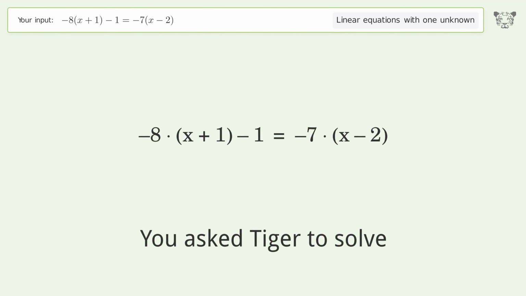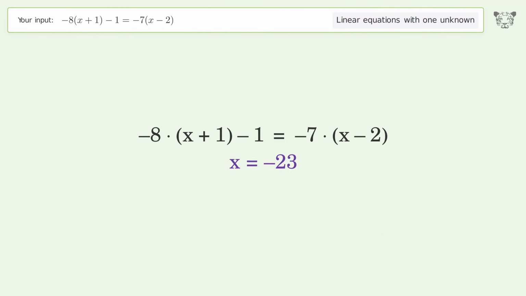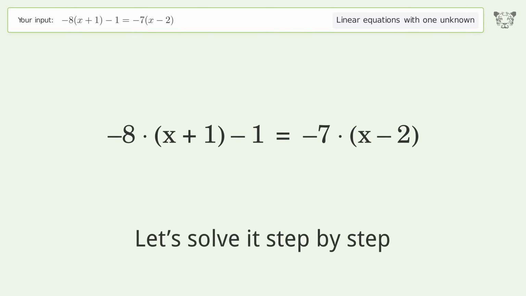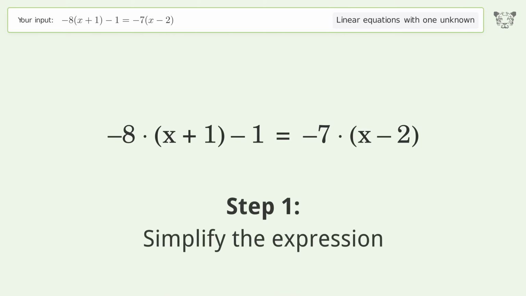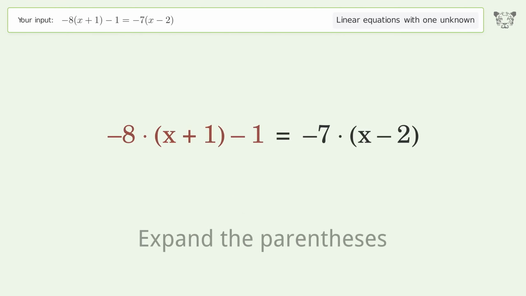You ask Tiger to solve this. It deals with linear equations with one unknown. The final result is x equals -23. Let's solve it step by step. Simplify the expression. Expand the parentheses.